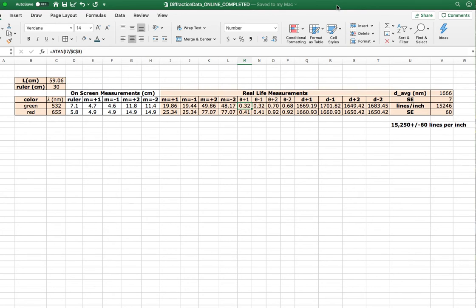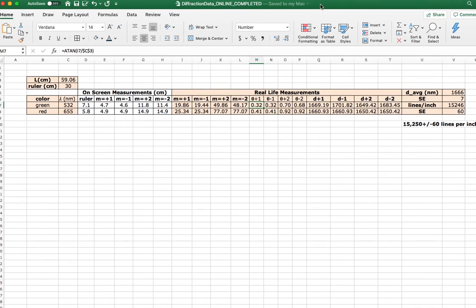All right, so that's the diffraction grating data. Now on to the CD diffraction.